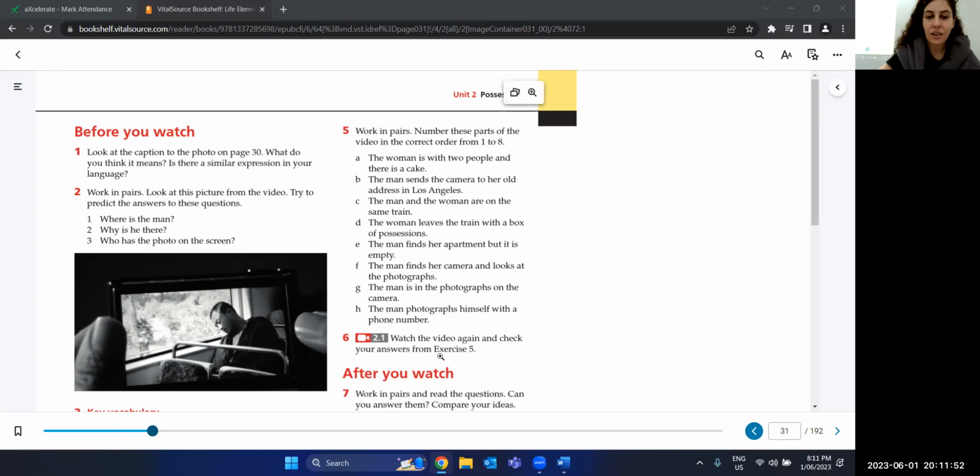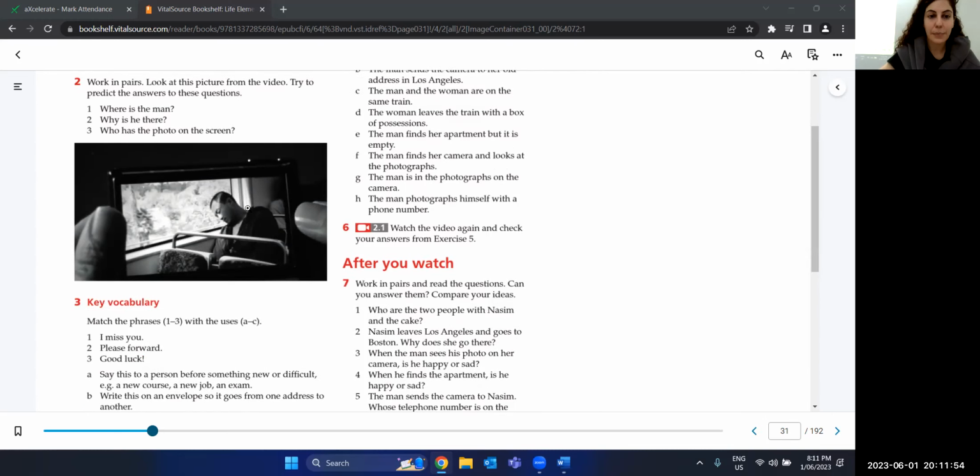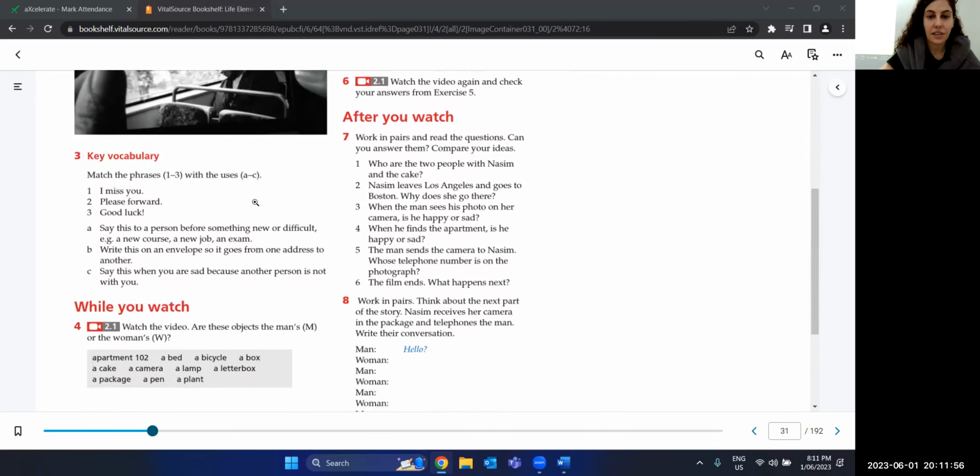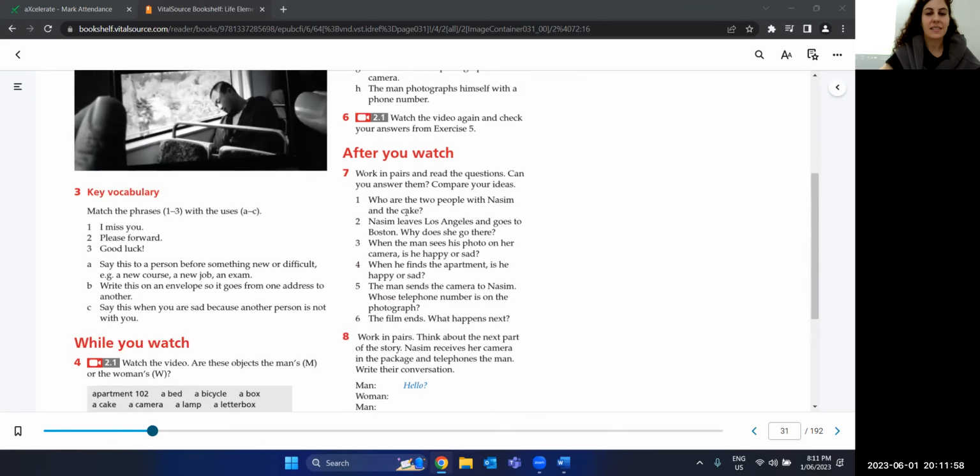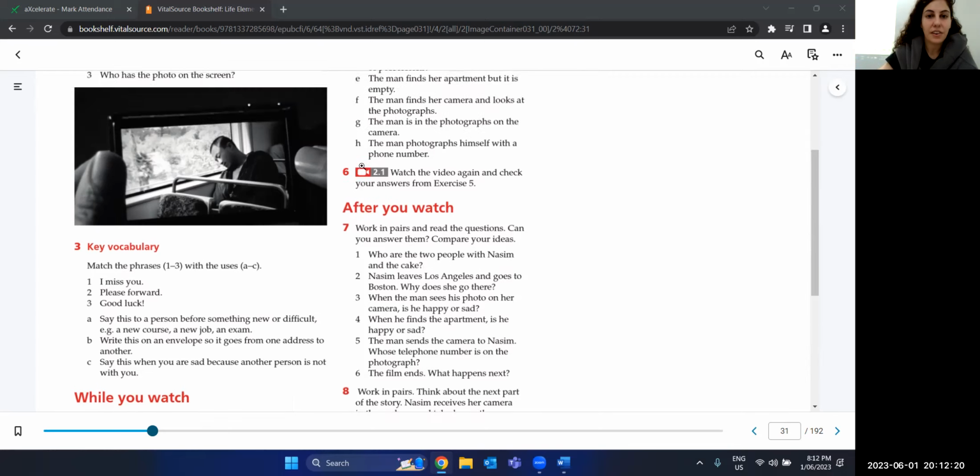So now we know what happened in the short video. Let's talk about some things. So who are the two people with Nassim and the cake? We know that that's her name because when he went to the apartment, you remember in the photo, he saw the building and then he went to the building and then he saw her name on the front of the building. So who are the two people in the video with her?